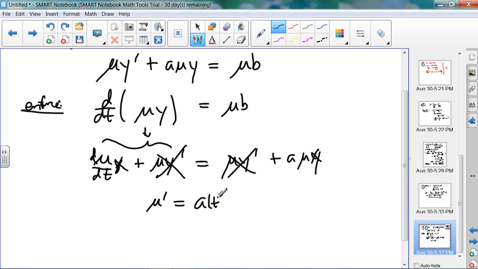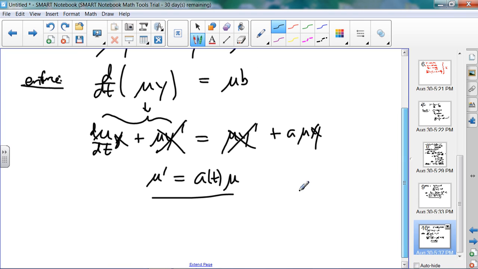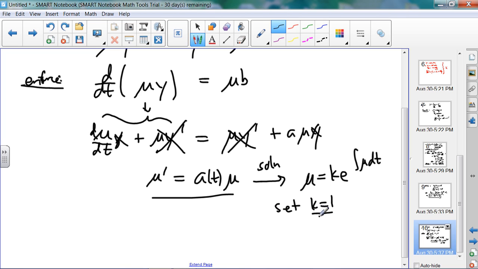The differential equation that we get for mu is mu prime equals a of t times mu. And we know how to solve that by using the techniques you learned yesterday. So we know that the solution there is k times e to the integral of mu dt. And again, we're going to say that this k is equal to 1 because, as we saw with the previous problem, we're going to leave all the integration constants for the end.